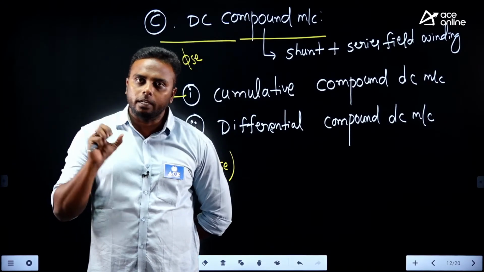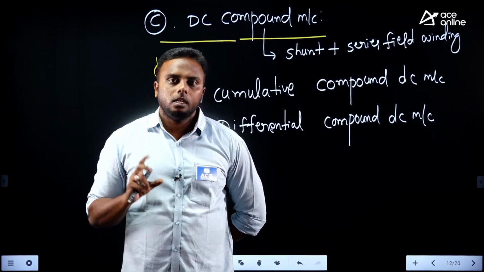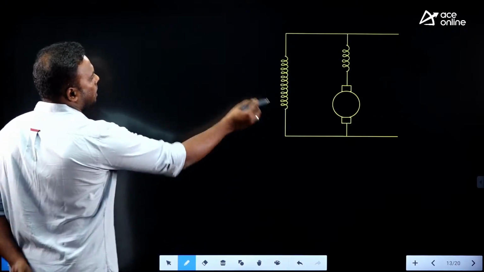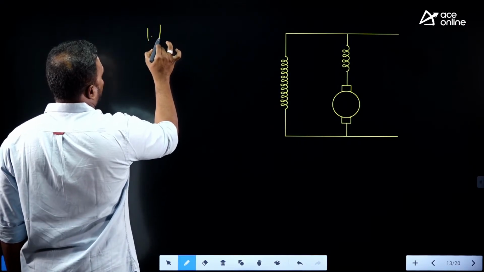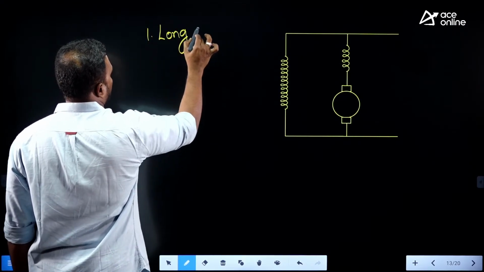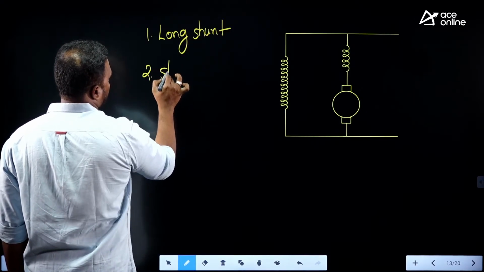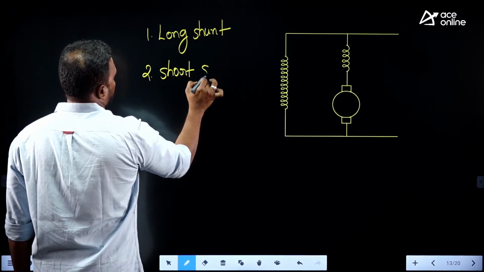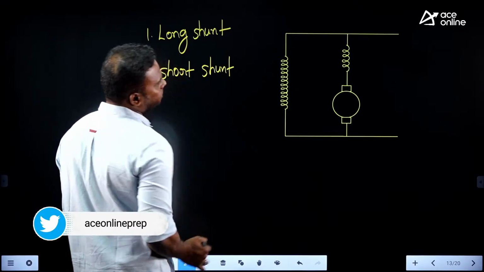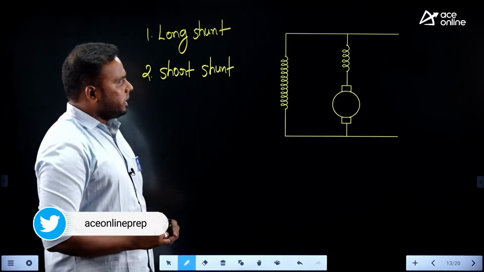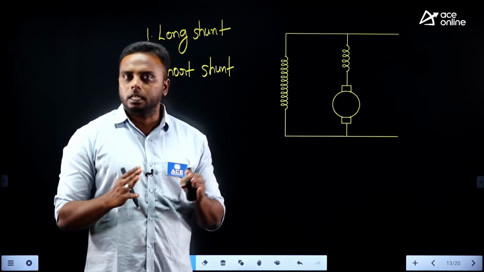Based on connection, how the two field windings we connected with armature, whether it is long shunt connected or short shunt connected. So there are two types, see here. One is long shunt connection, and second is short shunt connection, long shunt and short shunt. So whatever you are looking at here in the figure is long shunt. This is just based on the physical appearance of the shunt connection.